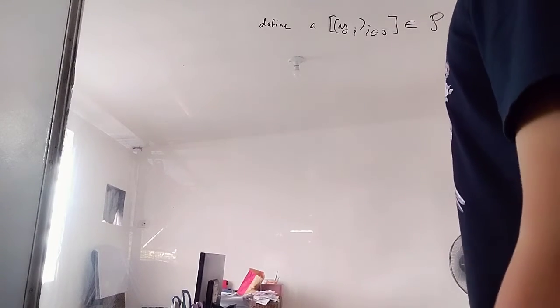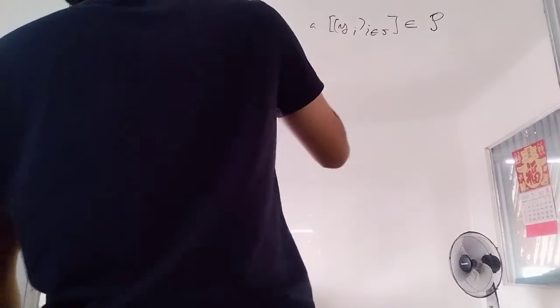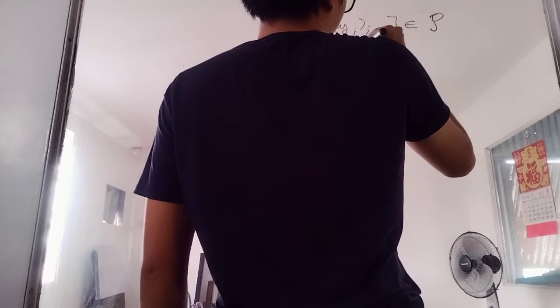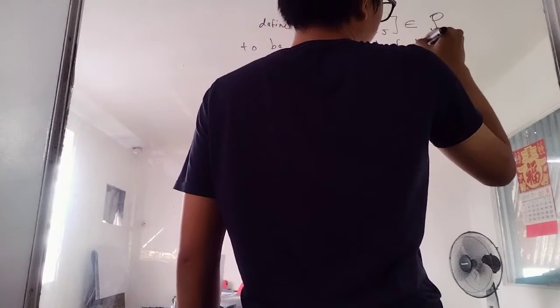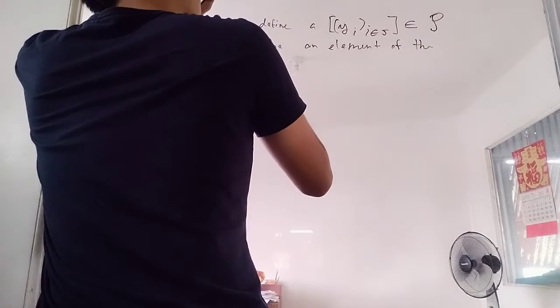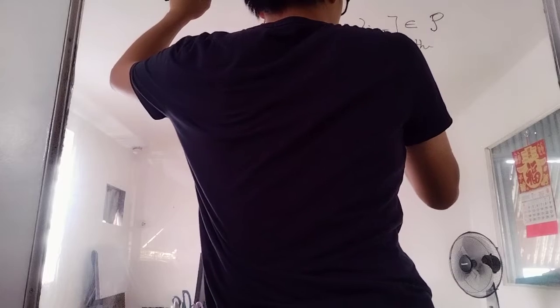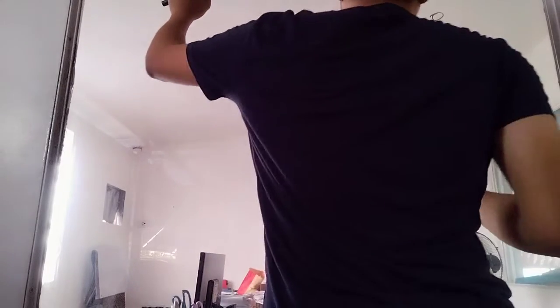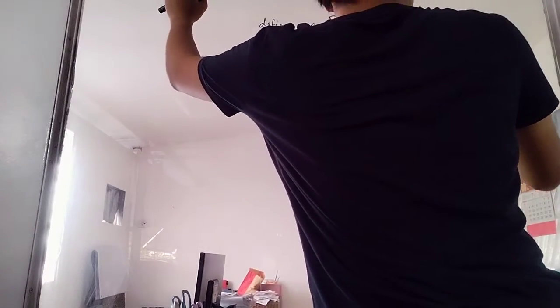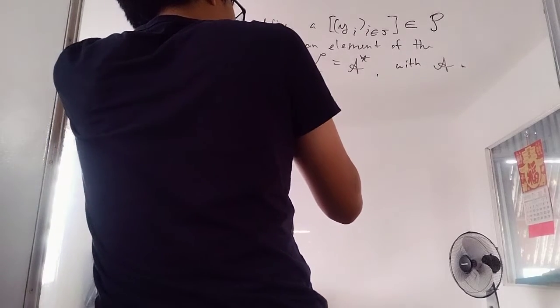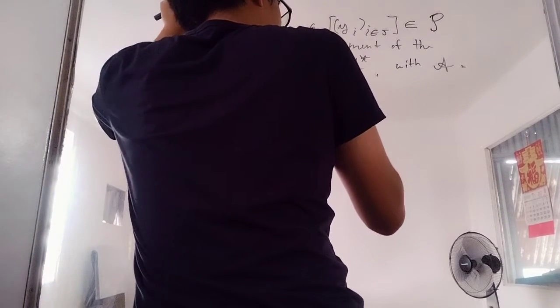And so now we're going to define this Y sub I, J in P to be an element of the language L, which is equal to the Kleene star operation on A, with A, I'll recall, equal to the entire English alphabet, A, B, C, X, Y, Z.